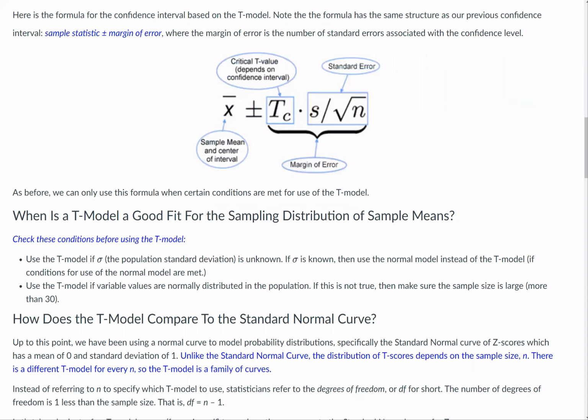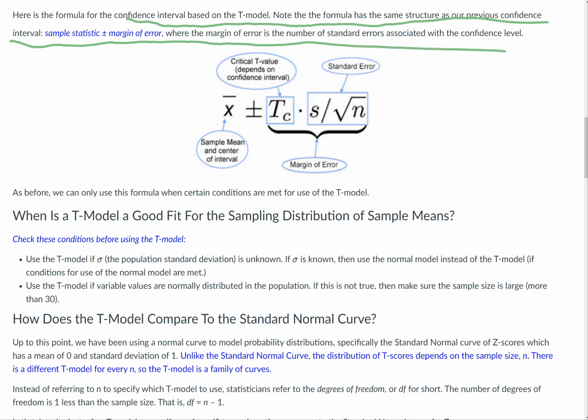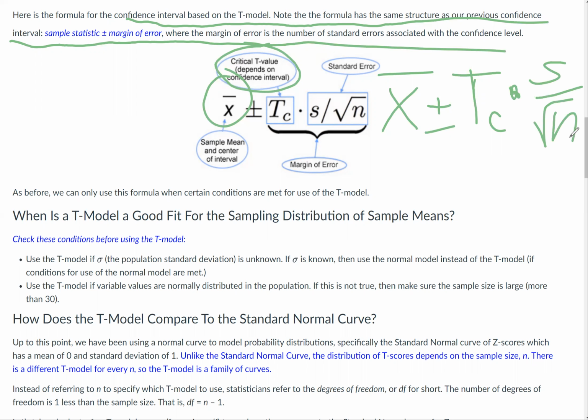Okay. Here is the formula for the confidence interval based on the T model. Notice that the formula has the same structure as our previous confidence interval: sample statistic plus or minus the margin of error, where the margin of error is the number of standard errors associated with the confidence interval. So we have x bar, which is the sample mean in the center of the interval, plus or minus t with a little subscript c. That represents the critical T value, which depends on the confidence level. We'll see what that is all about soon. Multiplied by s over the square root of n.